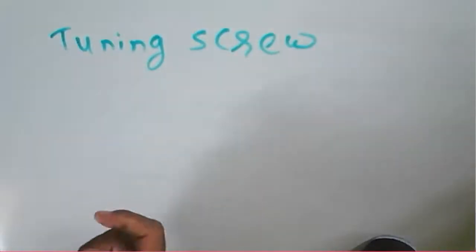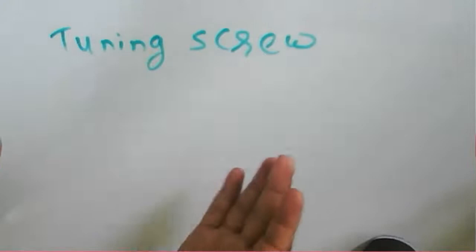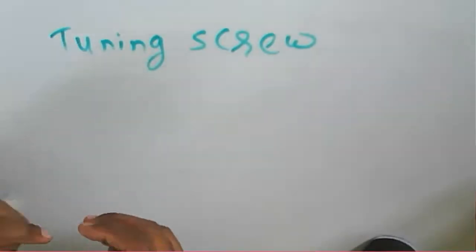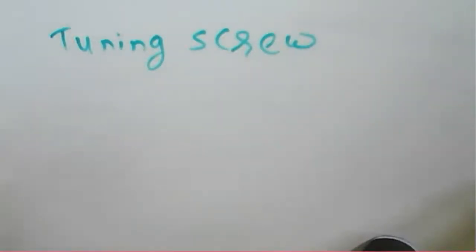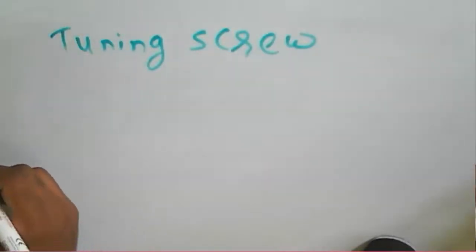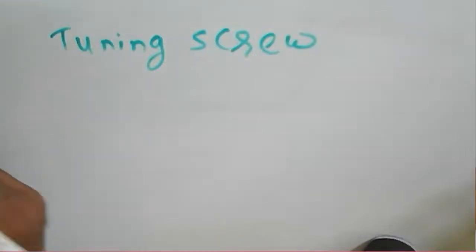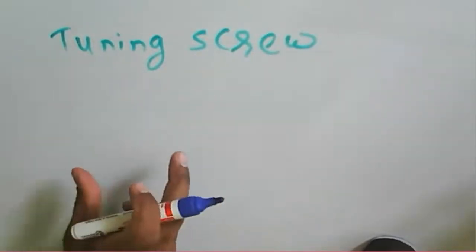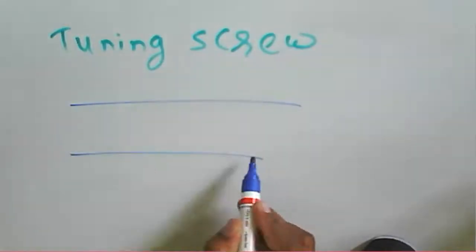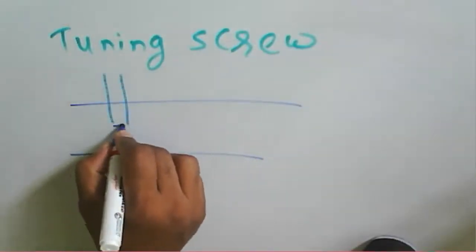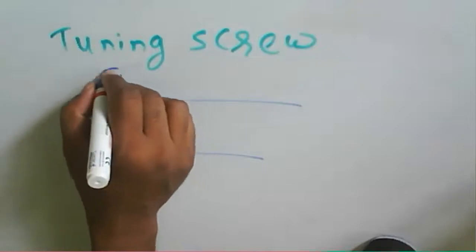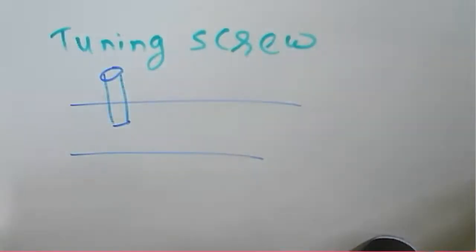A tuning screw, or a wire or some particular post that is inserted inside a waveguide, will create a discontinuity in the waveguide. Discontinuity means that a small section of a thick wire or something is in use inside a waveguide. Suppose this is a small section of a screw, a tuning screw, that is inserted inside the guide.